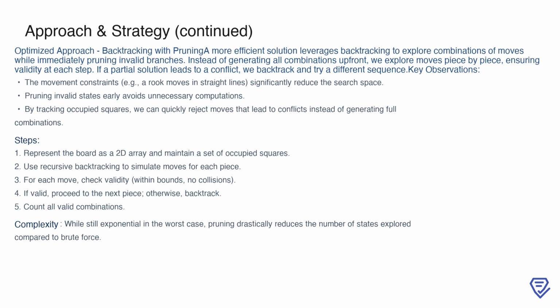For example, if a move results in a collision or places a piece out of bounds, we immediately discard that path and backtrack to try a different move. This drastically reduces the number of states we need to explore. Key to this approach is leveraging the movement constraints of each piece, like the straight-line movement of a rook, to limit the search space. Additionally, we maintain a set of occupied squares to quickly identify conflicts as we progress. The process involves representing the board as a 2D array, simulating moves recursively, validating each move at every step, and backtracking when necessary. While this approach is still exponential in the worst case, pruning invalid states early makes it significantly more efficient than brute force.